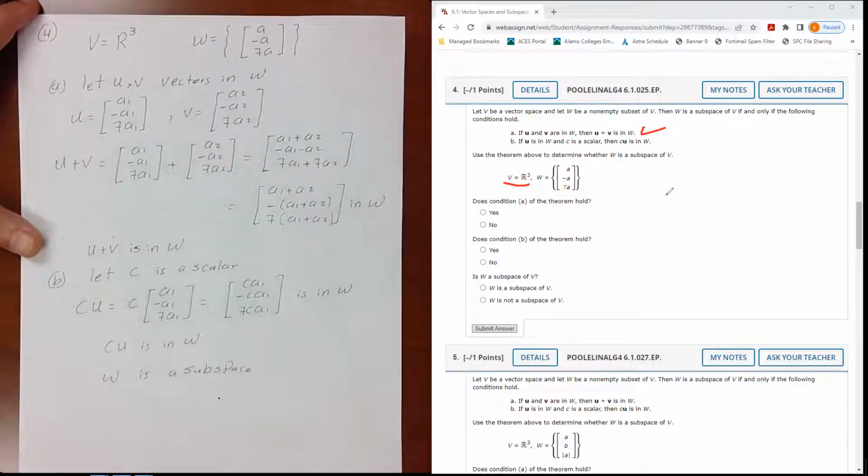That's it for this example. So in this case, the second condition is satisfied. This one, yes. This one, yes. And W is a subspace. That's it for this example.